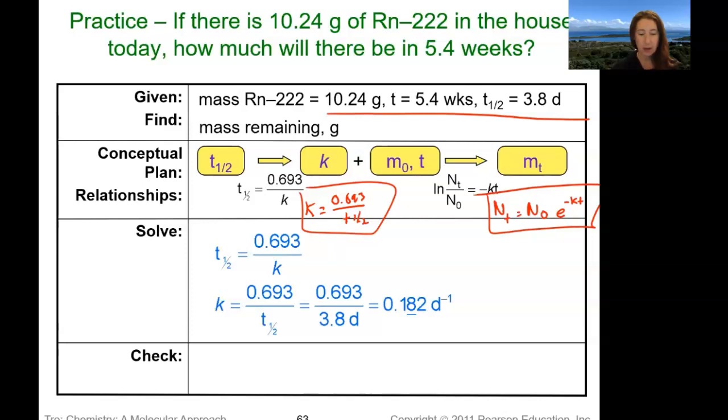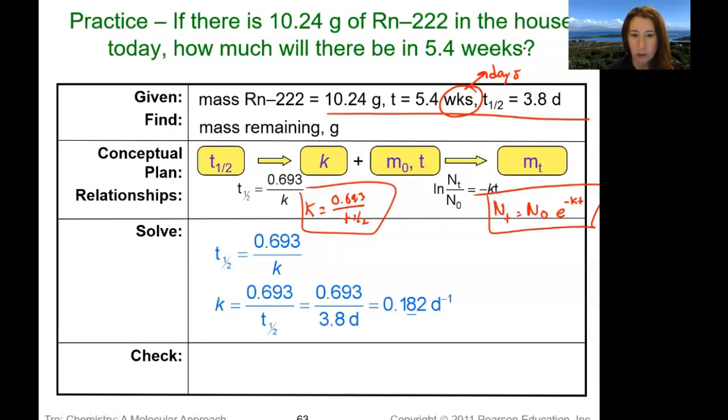Now, I want you to see here, this is in days. The half-life they gave us is in days, but the time was in weeks. We need these both in the same unit. I always change it to the unit of the half-life, that's just what I do. So I'm going to change these weeks into days. They just need to be the same unit. What unit doesn't matter, they just have to be the same. So 7 days in a week.